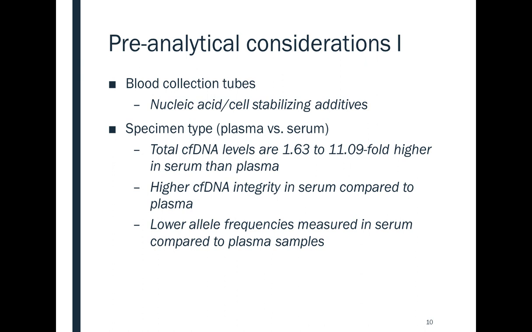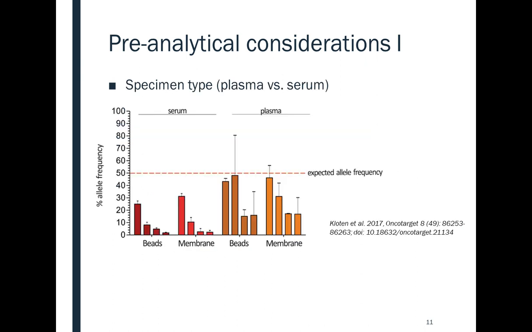The usage of plasma versus serum needs to be considered. Total cell-free DNA levels are 1.6 to 11-fold higher in serum compared to plasma samples. It was also shown that the isolated cell-free DNA integrity is higher in serum compared to plasma, but the measured allele frequencies in serum were lower compared to plasma samples.